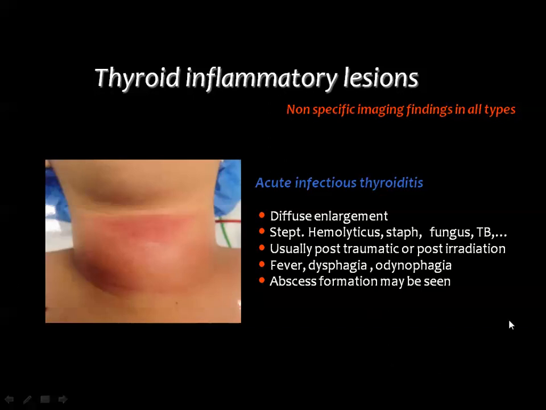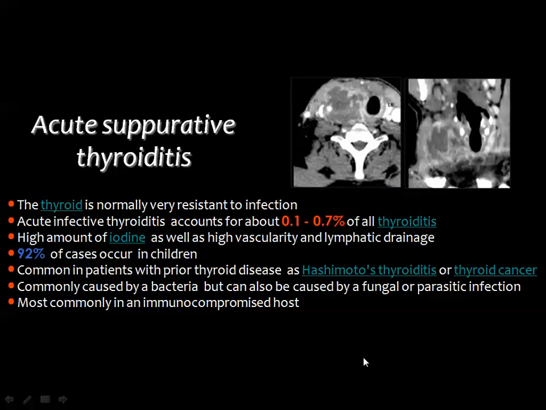The organisms include the strep and staph, the fungus, the TB. Sometimes there is a history of trauma or irradiation. There may be fever and dysphagia, and also you may palpate an abscess in the region of the thyroid gland.